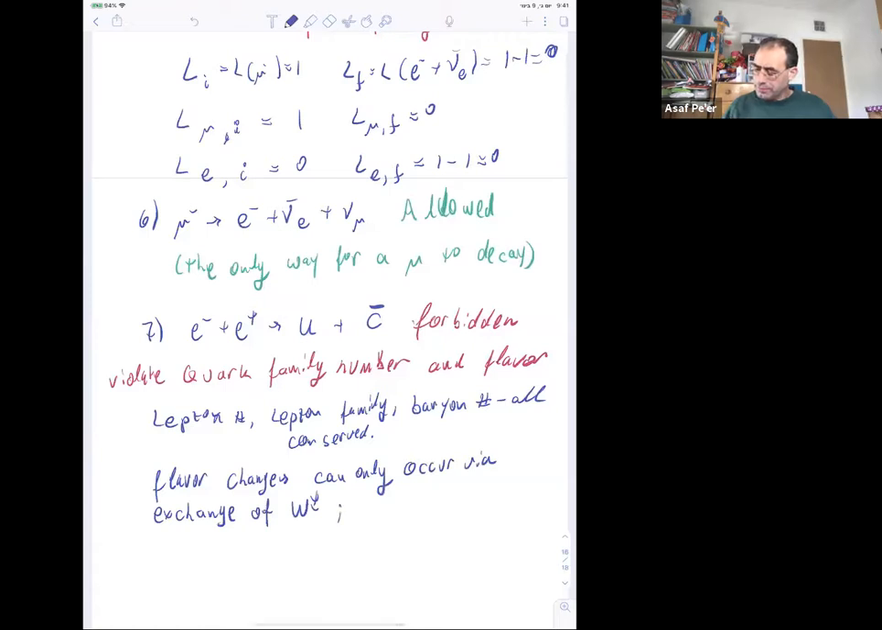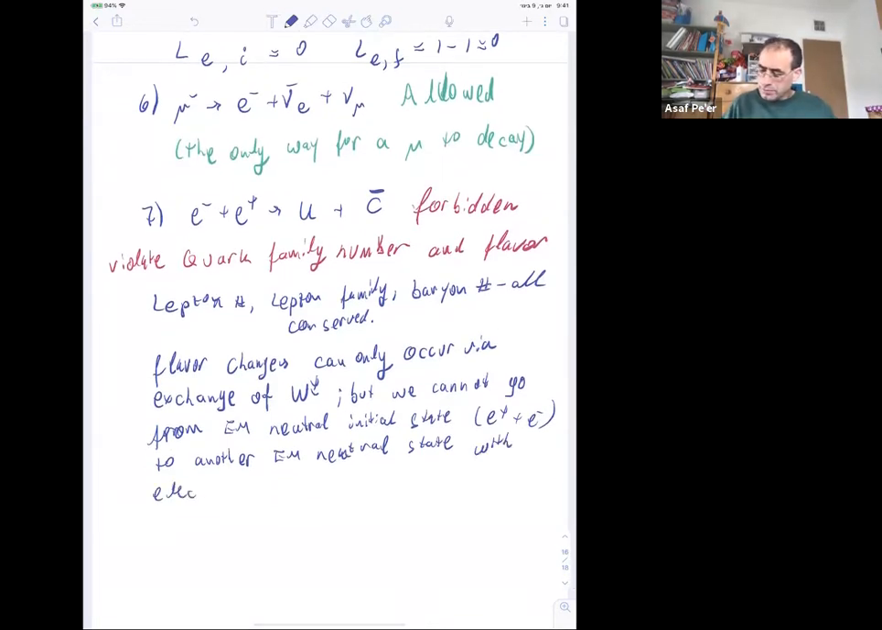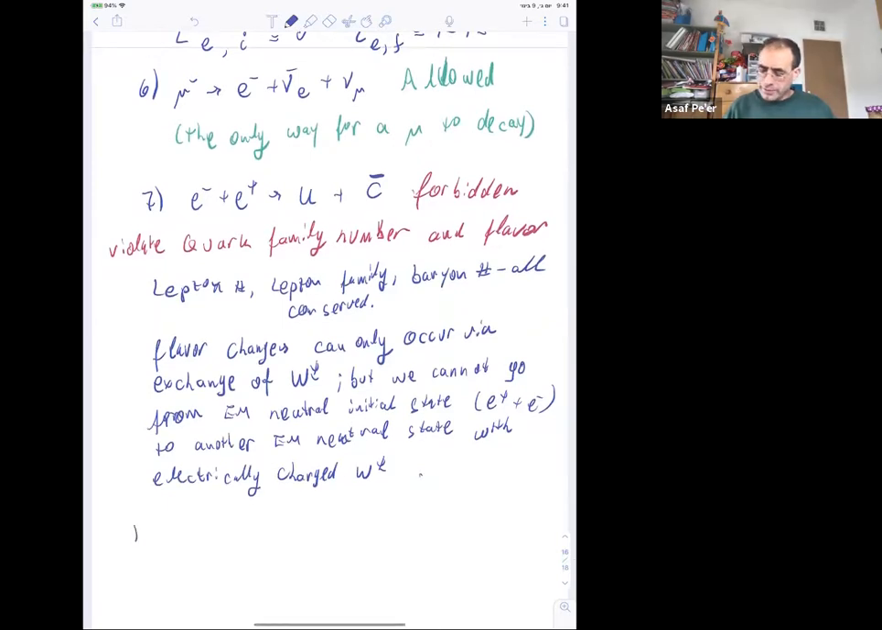But we cannot go from an electromagnetically neutral initial state, E plus and E minus are electromagnetically neutral, to another EM neutral state, with an electrically charged W. So this is forbidden. Okay, we are really running out of time, so let's do quickly the other ones.